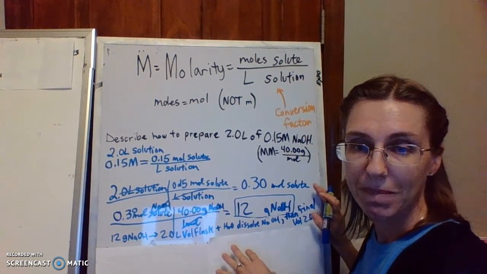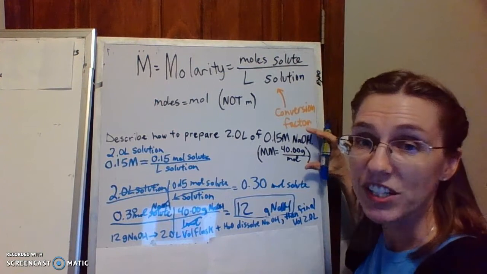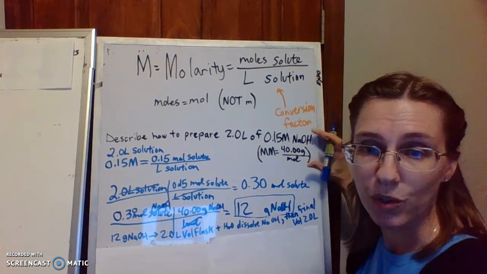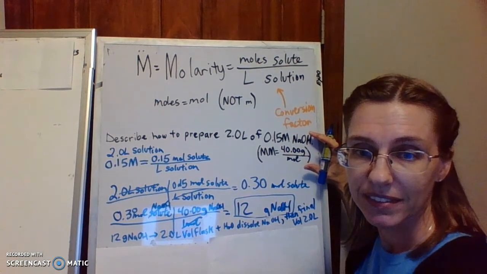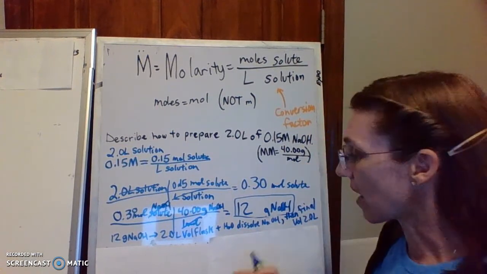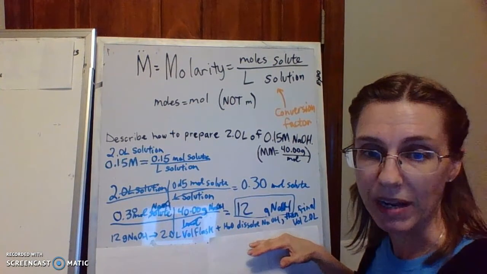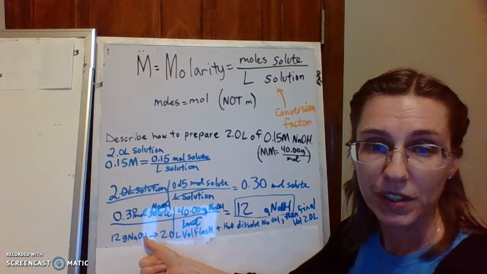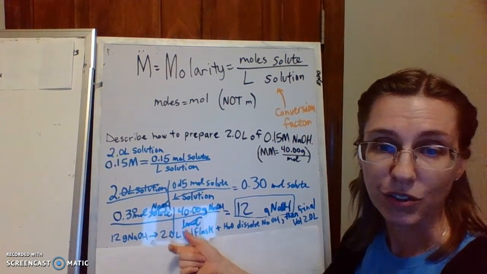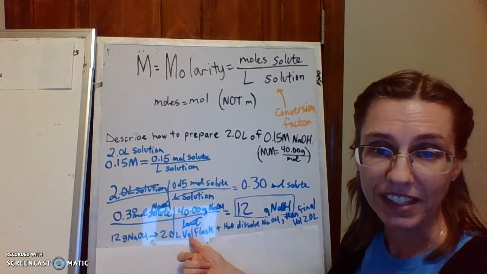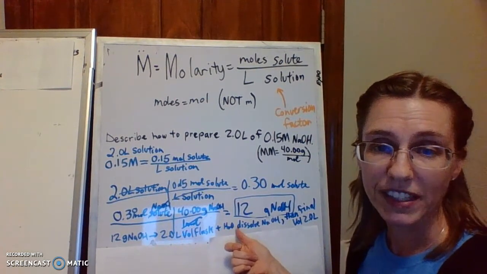Okay. So be very careful about what the question is asking. Make sure you're answering the question. Okay. How to make a solution is always going to have those steps. Put the solid in the correct sized volumetric flask. Add a little bit of the solvent.